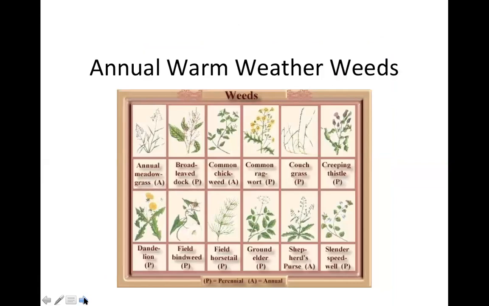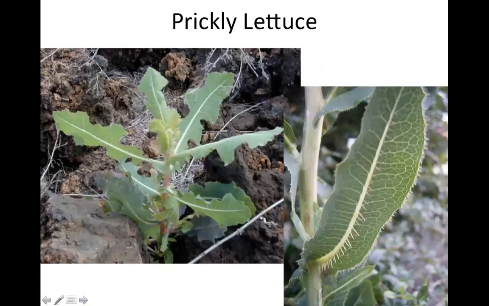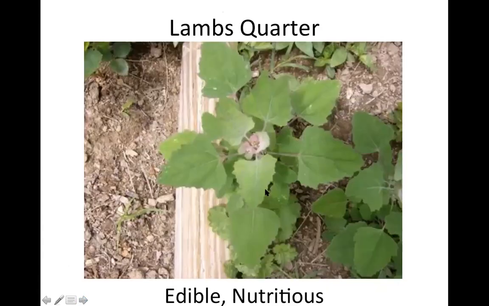All right, so those were spring ones. These are more warm weather ones, annual ones to keep ahead of. Prickly lettuce, super easy to pull, easy to identify. Lamb's quarter. So lamb's quarter is a good thing to identify.